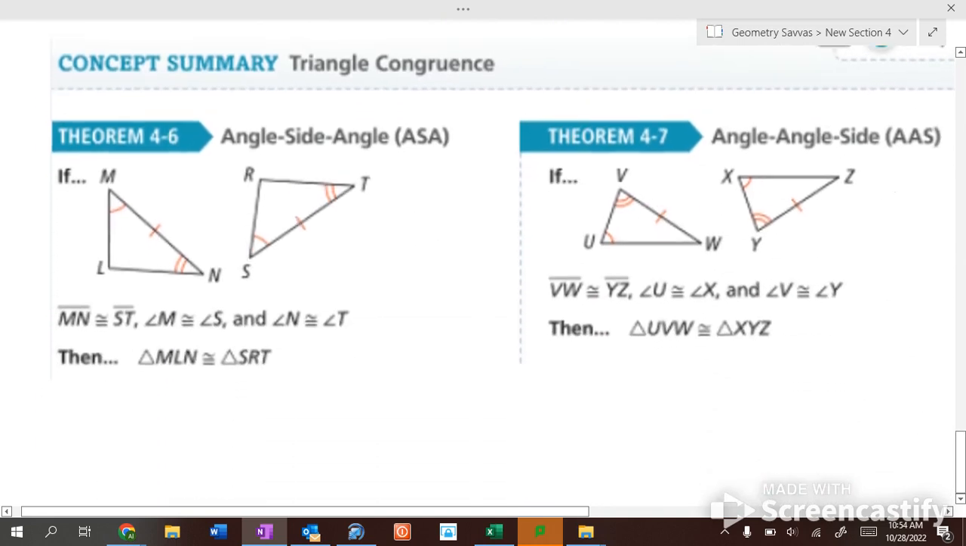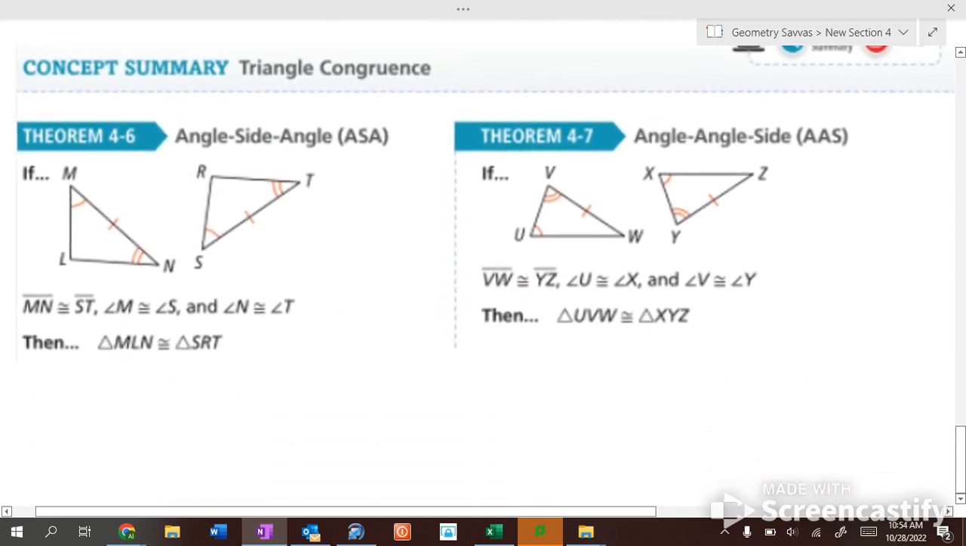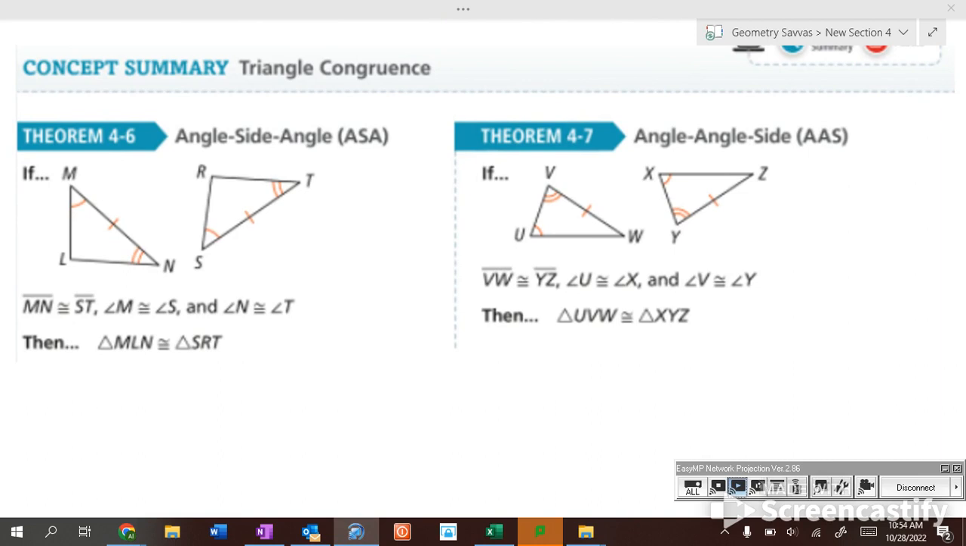All right, so these are the two new theorems today. Like I said, it would be short and sweet. The assignments out there, get to work.